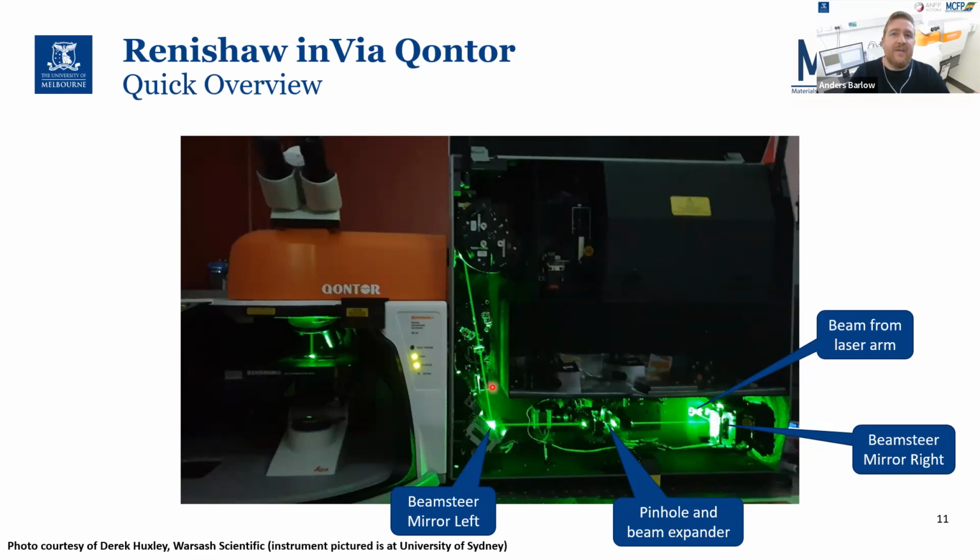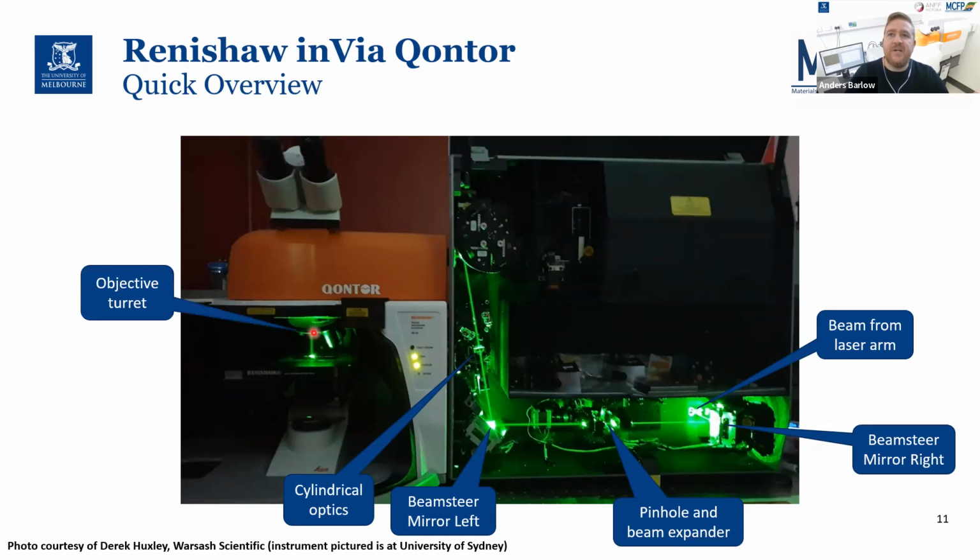The laser path then goes through the cylindrical optics if they are put into place here, and will bounce off of this part of the filter to go through the podule and down the objective turret, through the objective that you will have chosen, onto the sample here. And this is where your Raman scattering is going to occur.